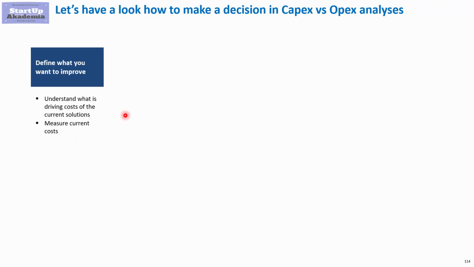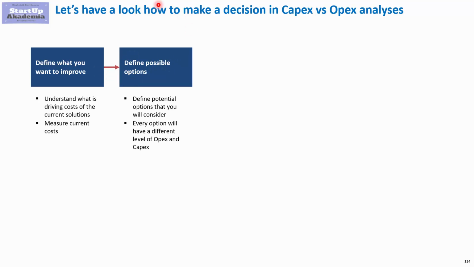So the first stage usually is about defining what you want to improve. Here you have to understand what the driving costs of the current solution or the problem you have to solve are. And obviously you have to measure the cost. After that, you define possible options to achieve the goal. And in our case, these were the 2 options we have discussed.